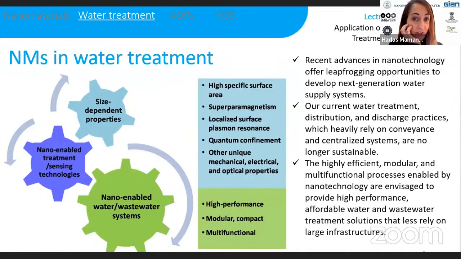Now, nanomaterials in water treatment can be used in many cases, and we already discussed in the nanomaterials, they have a high surface area and stuff like that. They can have good performance, they can be multifunctional. However, recent advances in nanotechnology can offer leapfrogging opportunities to develop the next generation water supply systems. However, it is not sufficient to design a smart nanocatalyst, okay? If it's not combined with a smart reactor and we cannot use it in practice, then there's no point.